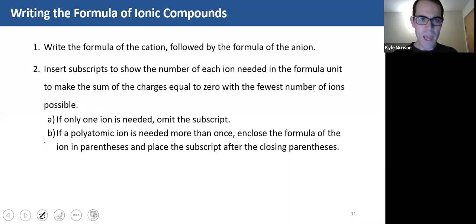So how do we write the formula of ionic compounds? Well, we first write the formula of the cation followed by the formula of the anion. It's pretty easy. So we insert subscripts to show the number of each ion that's needed in the formula unit to make the sum of the charges equal to 0 with the fewest number of ions possible. So if you only need one ion, the subscript isn't shown. And if a polyatomic ion is needed, and you need more than one of those, you enclose the formula of the polyatomic ion in parentheses and place the subscript after the parentheses.